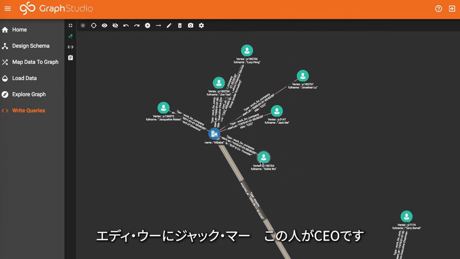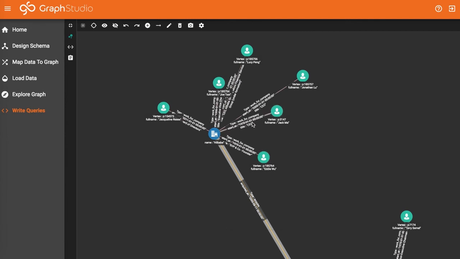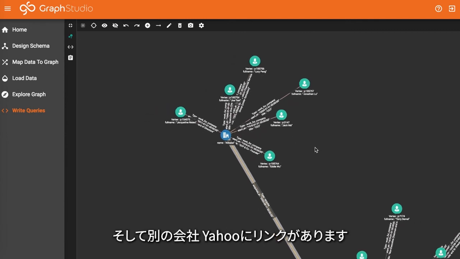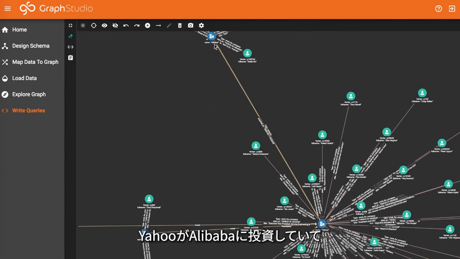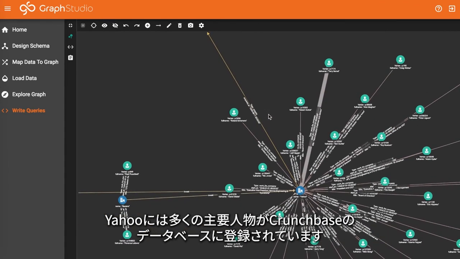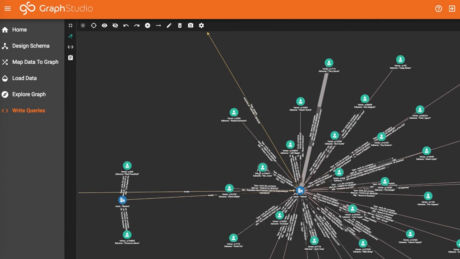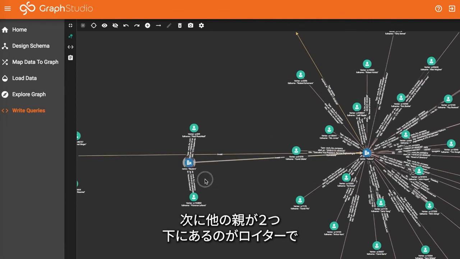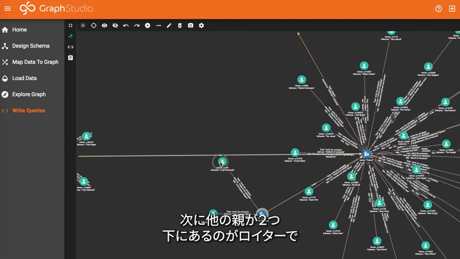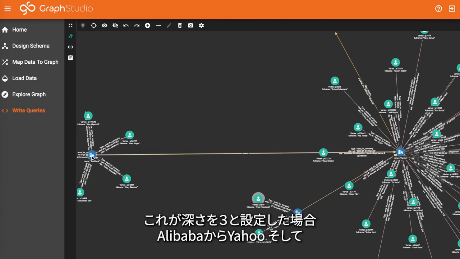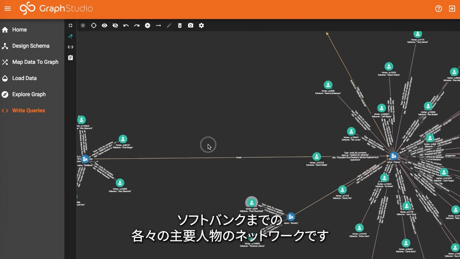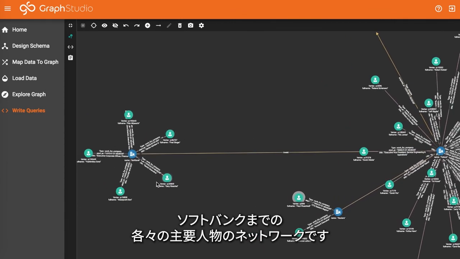Eddie Wu, Jack Ma. Jack Ma was the CEO. And then we see this link to another company, to Yahoo. So Yahoo invested in Alibaba. Yahoo is like the parent, and Yahoo has had many key persons in the Crunchbase database. And then we have 2 other parents. Down here is Reuters, and over here on the far left is SoftBank. So that's our depth of 3, going from Alibaba to Yahoo to SoftBank, and their network of key persons around each of them.